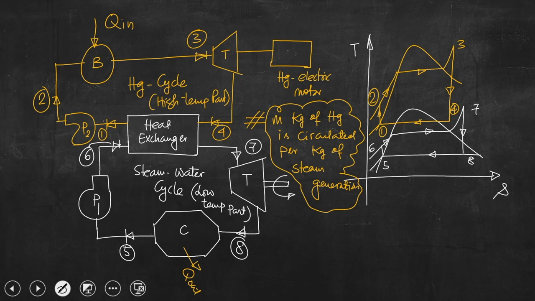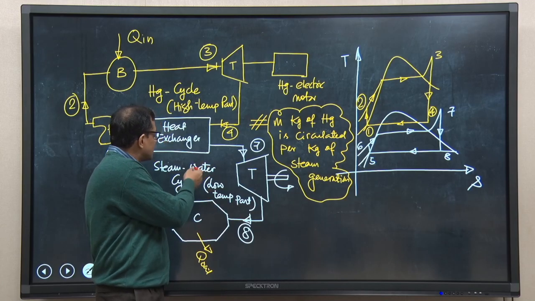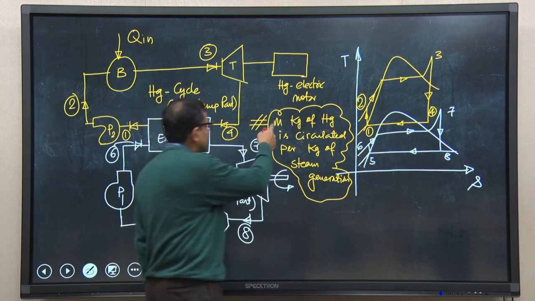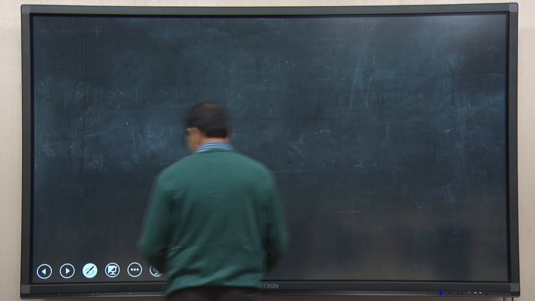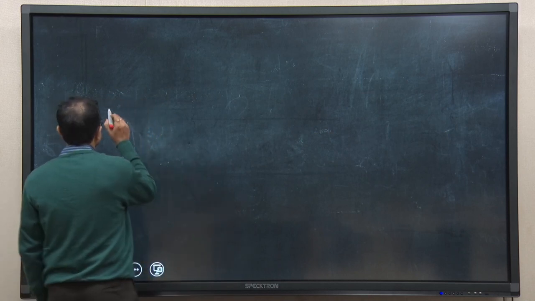So, if we consider the mass of mercury circulated in this cycle is m, that m kg of mercury is circulated, because mercury would be converted to mercury vapor in the boiler and then it will go into the turbine for its expansion. And per kg of steam, we need to supply or circulate m kg of mercury, that is what we have assumed. So, now if we go for the analysis of the binary fluid cycle.